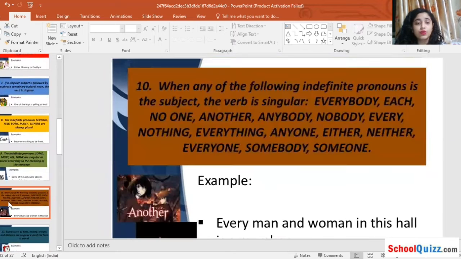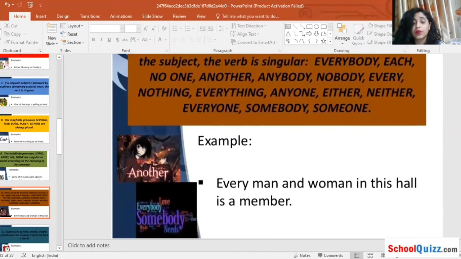Beginning with our next rule, that is rule number 10. When any of the following indefinite pronouns is the subject, the verb is singular. Means the pronoun is singular, so the verb is singular: everybody, each, no one, another, anybody, nobody, every, nothing, everything, anyone, either, neither, everyone, somebody, someone. These kinds of words will be included, identifying that these are singular.